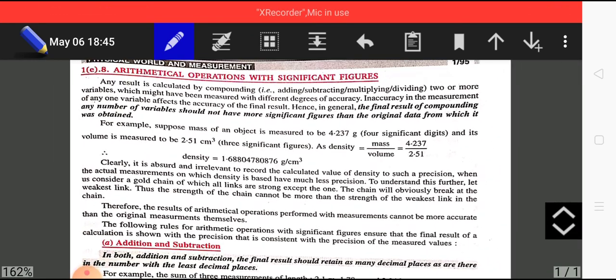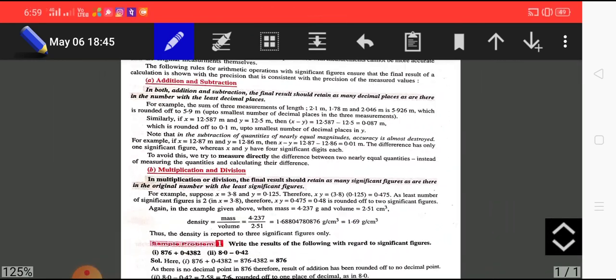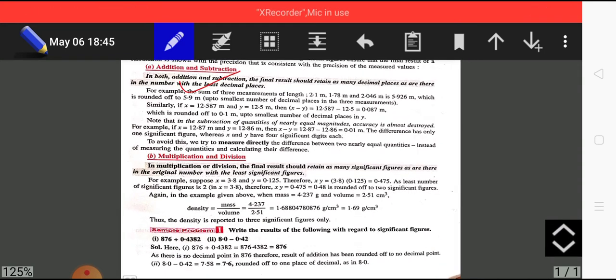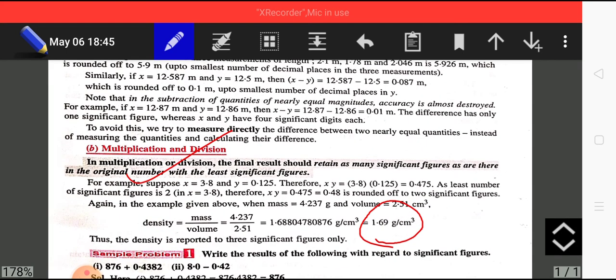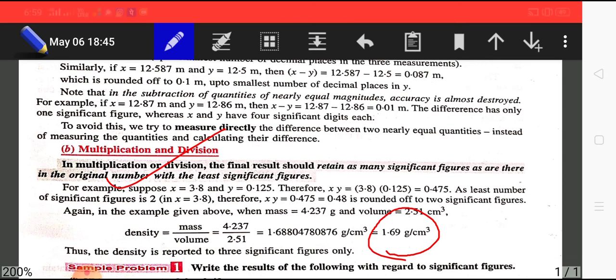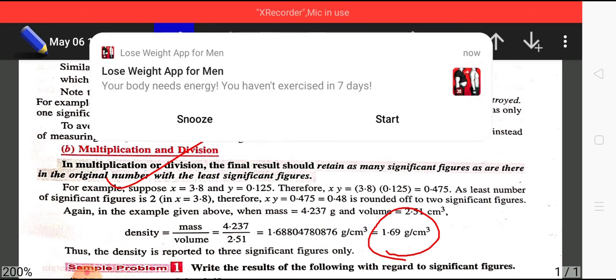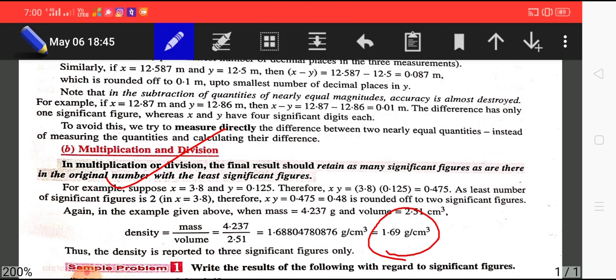And in arithmetic operations with significant figures, there is a thumb rule: when we are doing addition, subtraction, multiplication or division, we always express the result such that it has significant figures equal to the least number of significant figures available in the calculation. So for example, 3.8 and 0.125, and we need to multiply them. The answer 0.475, as the least number of significant figures is 2 in 3.8, therefore the result must also be rounded off to two significant figures, that is 0.48.